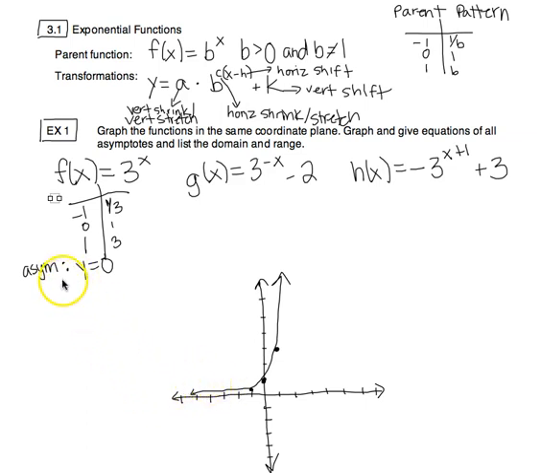And then it asks for the domain and range. So the domain, it goes left as far as I want, it goes right as far as I want. So the domain in this case is -infinity to infinity.